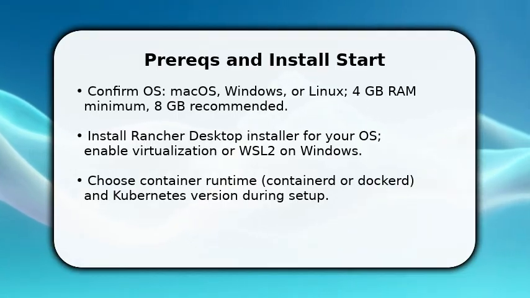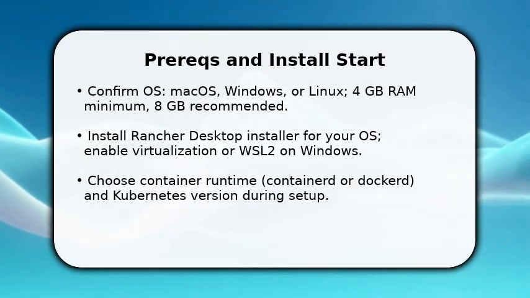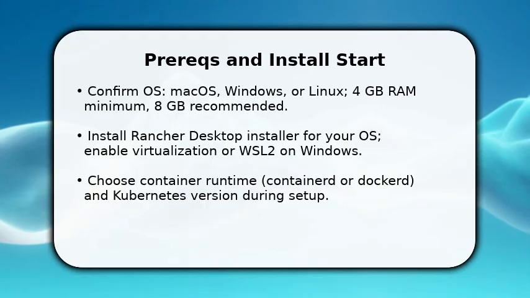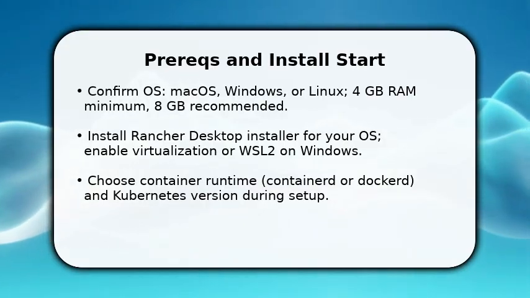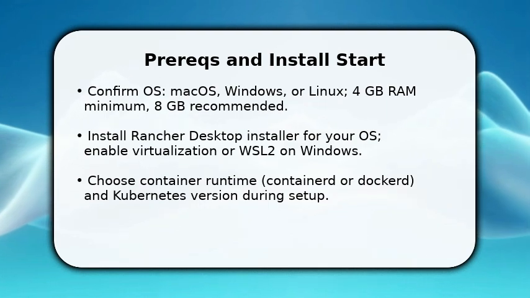During the installer wizard, you choose container runtime and a Kubernetes version. Pick stable unless you need newer features. Make sure WSL2 is enabled on Windows or virtualization is active on Mac OS. After install finishes, launch Rancher Desktop so the app can initialize background services and set up the VM or node.